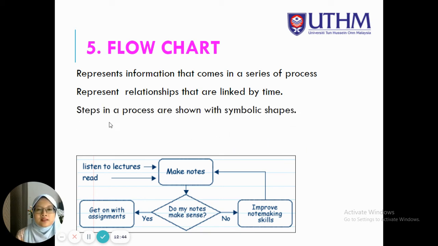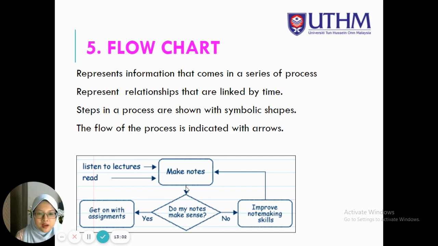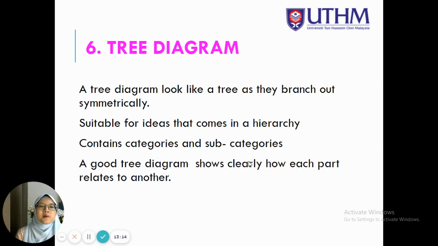Then the steps in a process are shown with symbolic shapes. So you can see here a rectangle, and here the diamond shape. Also the flow of the process is indicated with arrows. For example, you can see an arrow down here, an arrow to the right, an arrow to the left, and also an arrow to the top here.